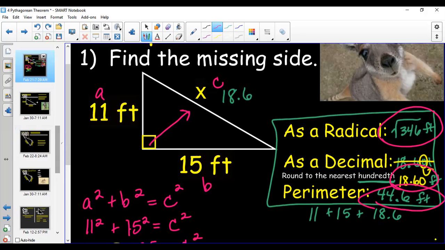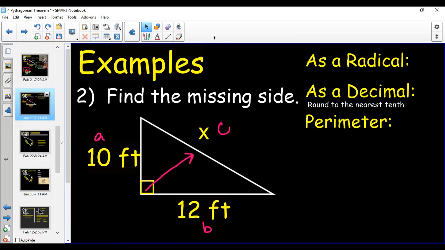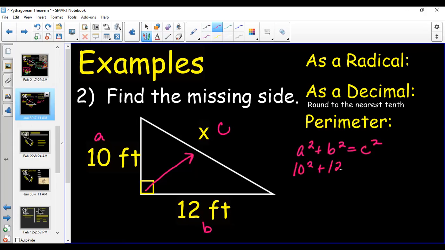All right, let's try another one like that. Okay, so first find your right angle. Identify the hypotenuse. That's the missing one, so I'm going to call that C. A and B can be switched around. They don't matter in terms of order. So I'm going to plug into A squared plus B squared equals C squared here. A is 10, B is 12, and C is the missing.